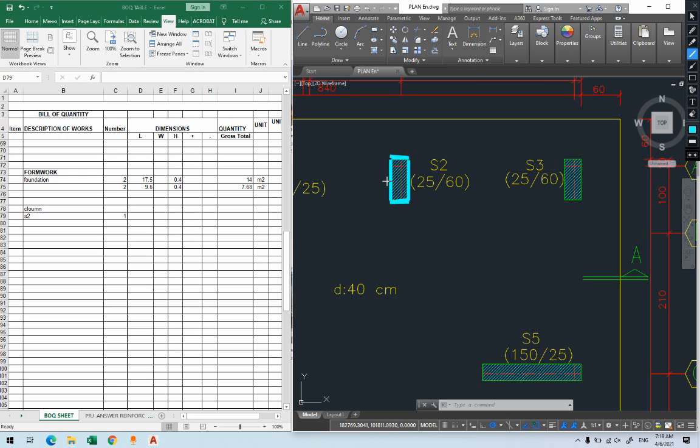You can say 2 times 60, 2 times 25, or you can just put it once, the total perimeter, and you times the height of the column. So I'll write this total perimeter this time: 2 times 60 plus 2 times 25. Now this is the total perimeter. I need the height of the column.